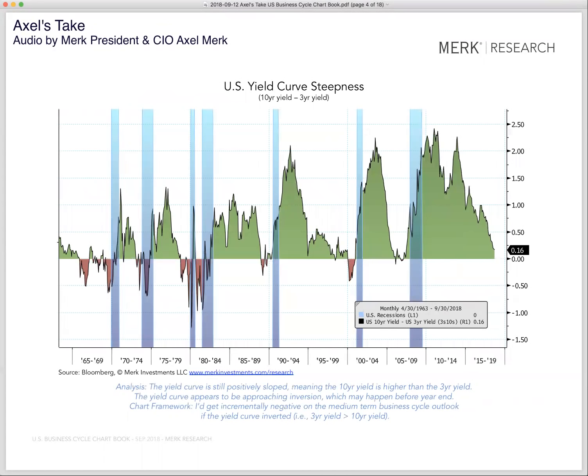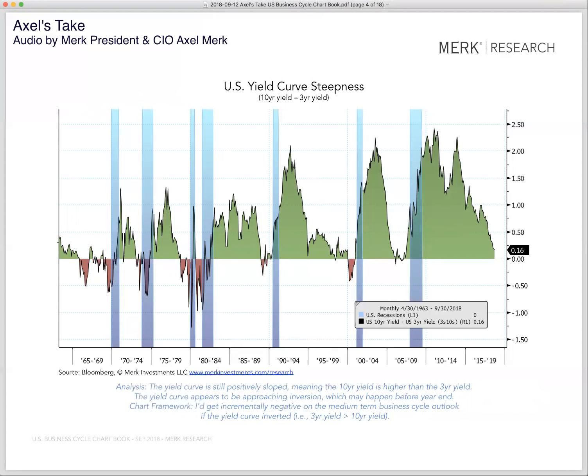The steepness of the yield curve has been in the news quite a bit. That's the relationship between shorter term and longer term yields. You can use different durations here on the yield curve. Here you're seeing the 10-year yield versus the 3-year yield. And that might be inverting soon.